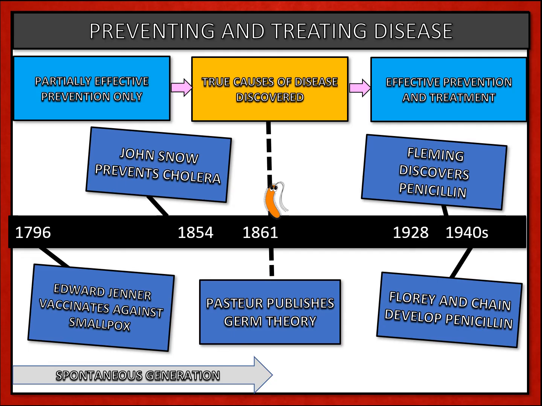So that's our big picture there, and you can see we've travelled over 150 years here, and we've got our key moment of 1861, where before that we had Jenner and Snow's work being limited by the lack of understanding of the true causes of disease, and then the way that once we did have the understanding of the true causes of disease, that then led to effective treatments. So that's our key moment in the prevention and treatment of disease in this period.